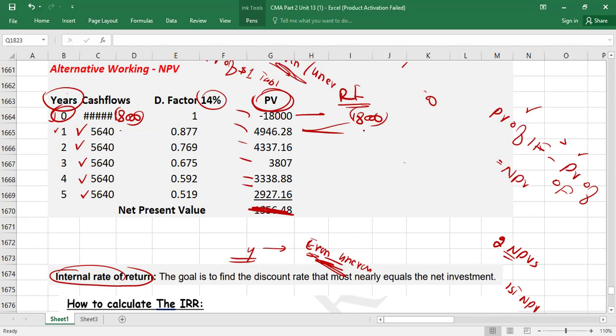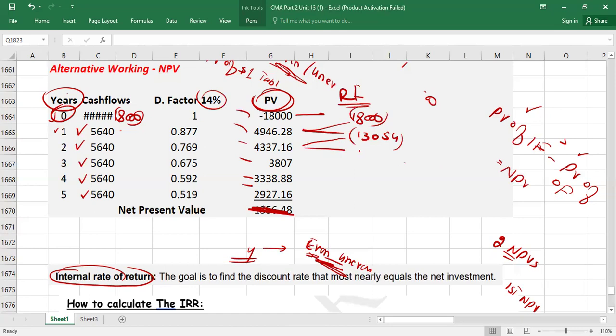So 18,000, minus, I'm using rounded value, minus 4946. So the remaining investment is still 13,054. I'm using rounded value, guys. Then from 13,054, we recover this much value. Again, we'll deduct minus 4337. So we have still remaining investment.